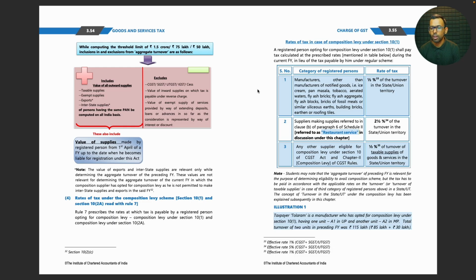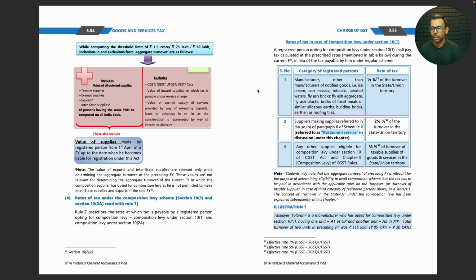Manufacturer, other than manufacturers of notified goods, that is ice cream, pan masala, tobacco, aerated waters, fly ash bricks, fly ash aggregates, fly ash blocks, bricks of fossil meals or similar siliceous earths, building bricks, earthen or roofing tiles. So the rate is 0.5% of the turnover. So one tax is 0.5%. So in total it will be 1%.